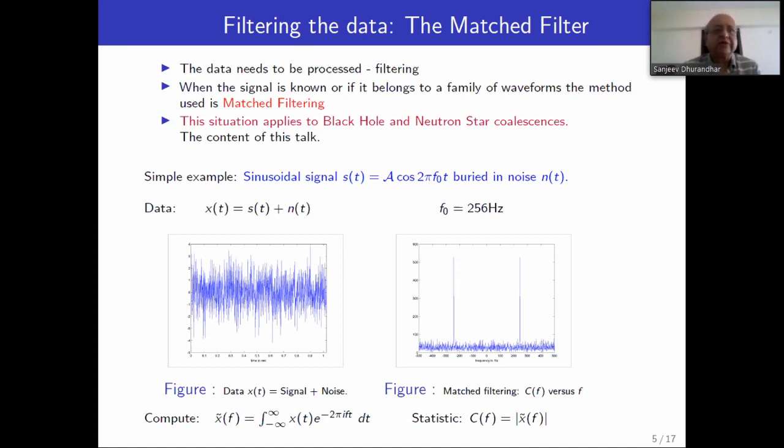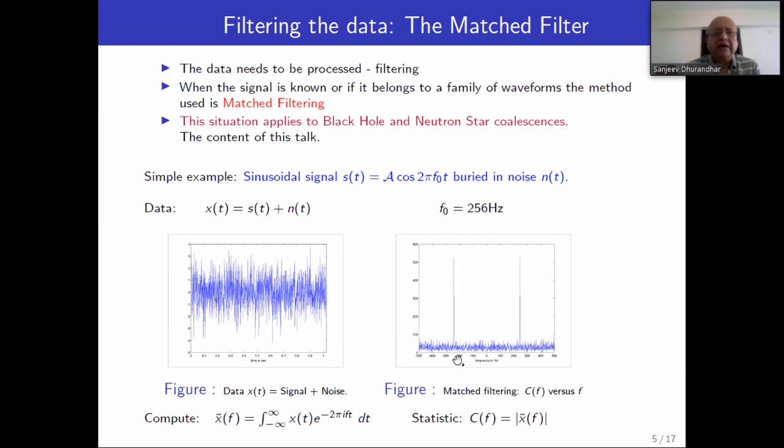And this was something which was developed a lot also in IUCAA, this particular kind of technique. And I'll come to that at the end of my talk. Now, the situation, as I said, applies to black holes and neutron star coalescences. They are like point masses. They go around each other. They emit gravitational waves. As they emit gravitational waves, they lose energy, and because the whole system loses energy, they come closer together and finally coalesce. So this will be the content of my talk.